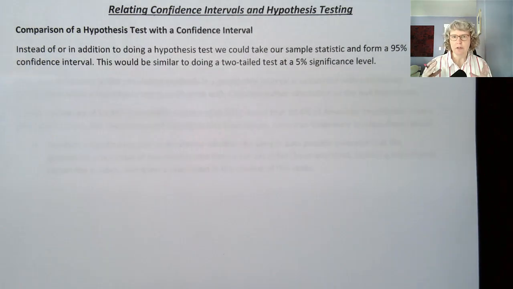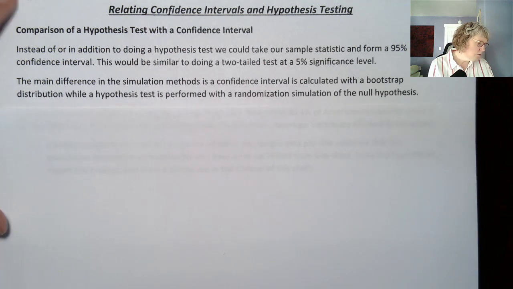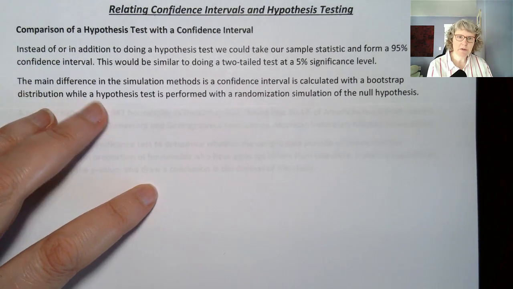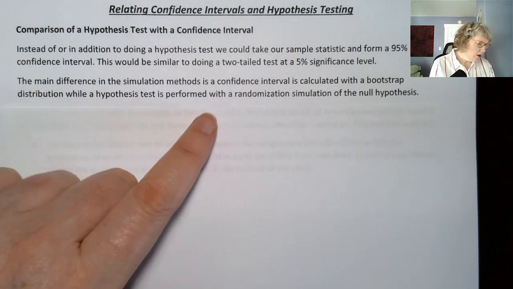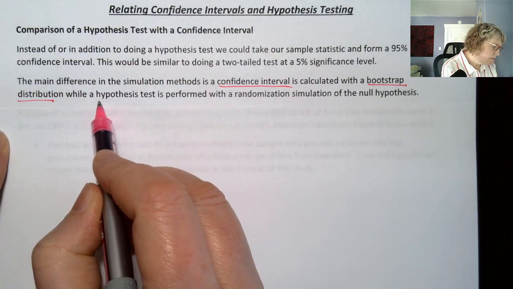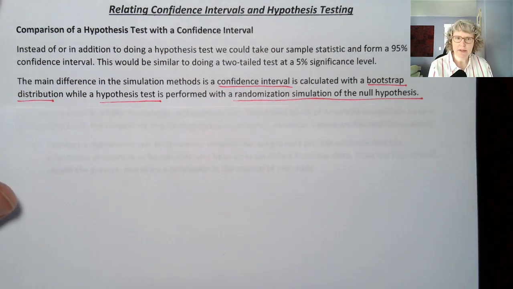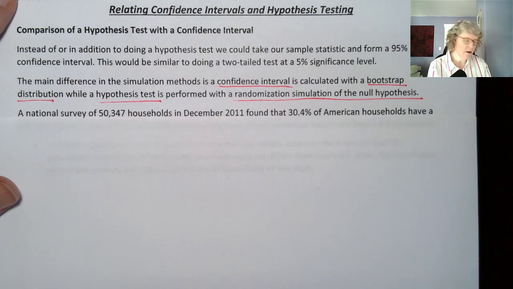This would be similar to doing a two-tailed test at a 5% significance level. So even though we use different randomization distributions, right? We use a bootstrap versus a randomization distribution. They're both kind of looking at the middle 95% or the tails of 5%, right? So they're kind of similar to each other. So let's see how they relate to each other, okay? And we've talked about this too, but it's always good to repeat it again. The main difference in the simulation methods is the confidence interval is calculated with a bootstrap distribution, and then the hypothesis test is performed with a randomization simulation of the null hypothesis. Okay, so different distributions, but let's see how this works out.